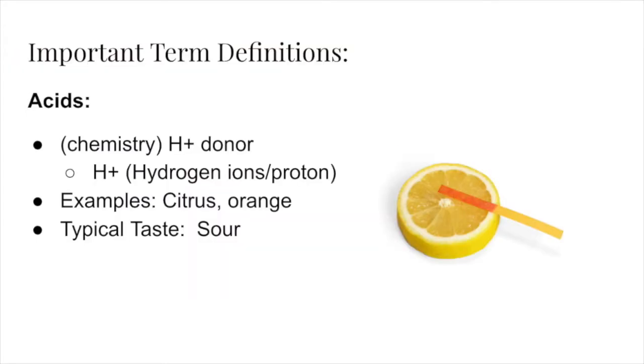So the first important term or definition that we need to know is acids. In chemistry terms, an acid is an H+ or proton donor. H+ is basically a hydrogen ion or proton because it doesn't have an electron. Examples of acids are citrus fruits such as orange and lemon, and the typical taste of an acid is sour.